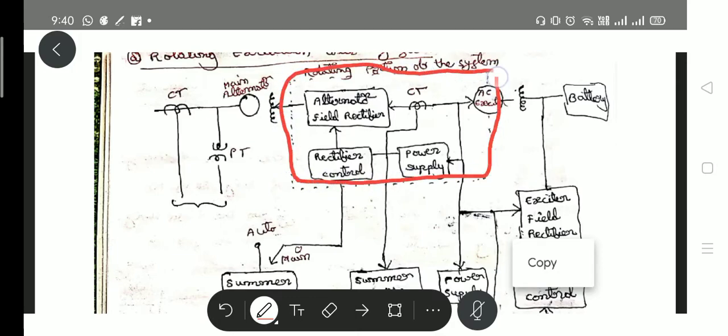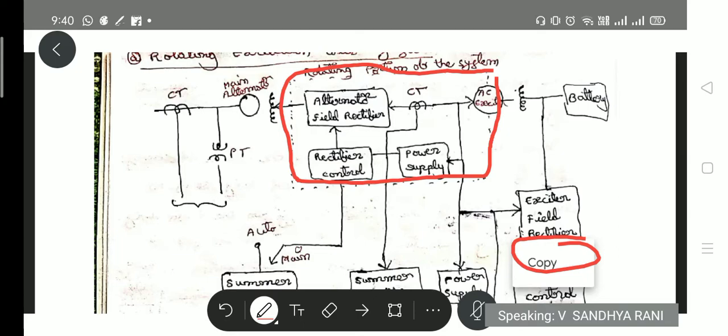This part is called the rotor portion of the system. In this, the excitation output is connected with one rectifier. Here one rectifier is connected, that is the rectifier control. The rectifier control here is a thyristor bridge rectifier circuit. Here the main alternator is also connected with one rectifier control. Here we can control the voltage.